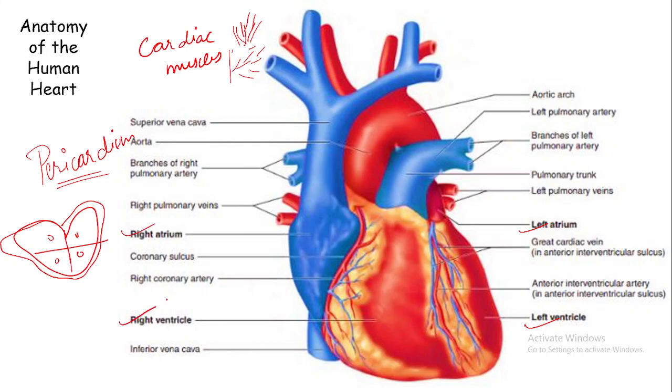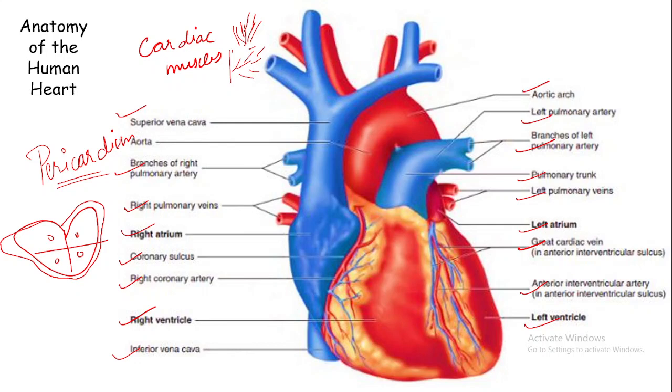Right ventricle. We have the aortic arch, left pulmonary artery, branches of the pulmonary artery, pulmonary trunk, left pulmonary veins, great cardiac vein, anterior interventricular artery, inferior vena cava, superior vena cava, branches of right pulmonary artery, right pulmonary veins, coronary sulcus, right coronary artery. So these are the exterior parts of the human heart.